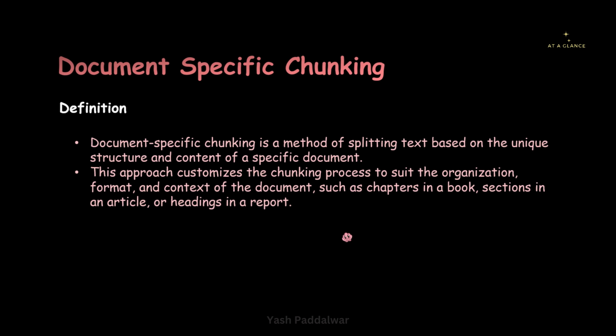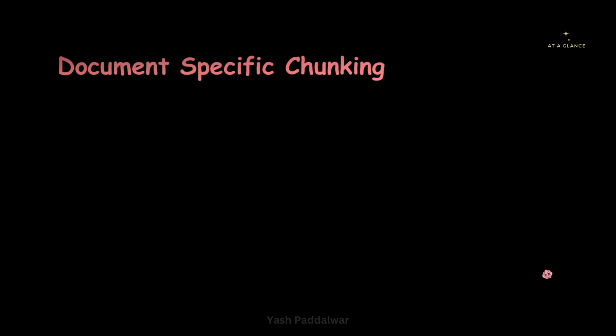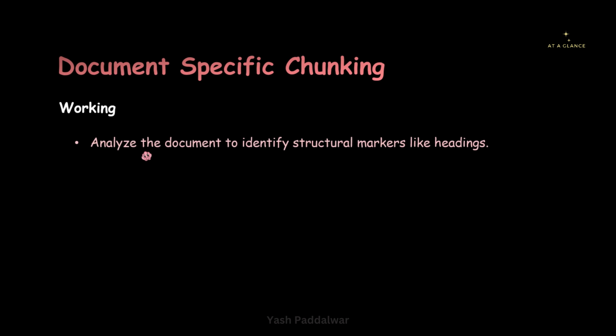So I hope you have got an overview of what exactly document specific chunking is. Now, let's have a look at the working of document specific chunking. First we analyze the document to identify the structural markers like headings. Let's take an example of MD files. MD files contain some headers. Headers are defined by hash. If there is one single hash, it is a parent header. If there are two hashes followed by text, it is counted as a subheading of the parent header. Similarly, if the number of hashes increases, it is counted as child headings.